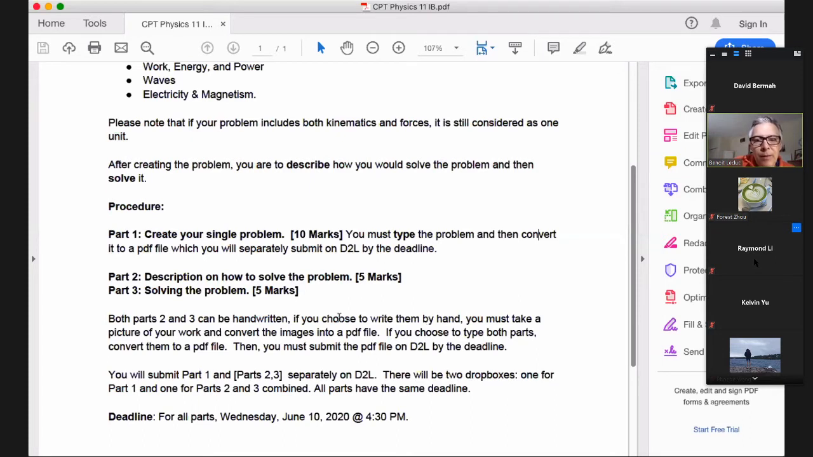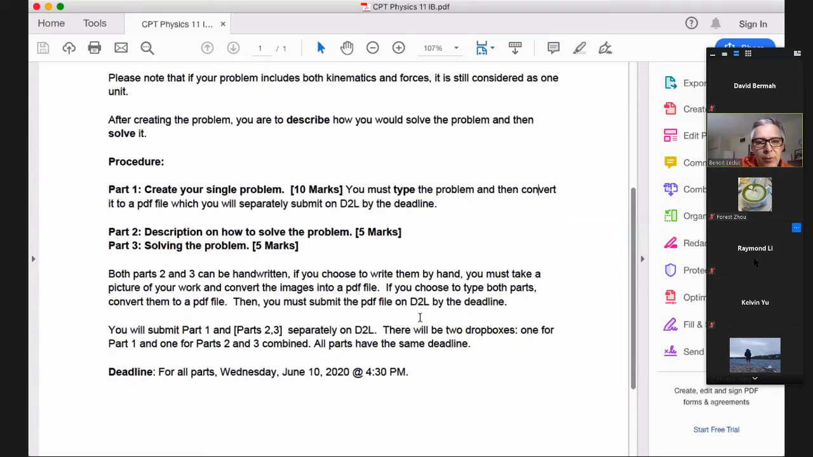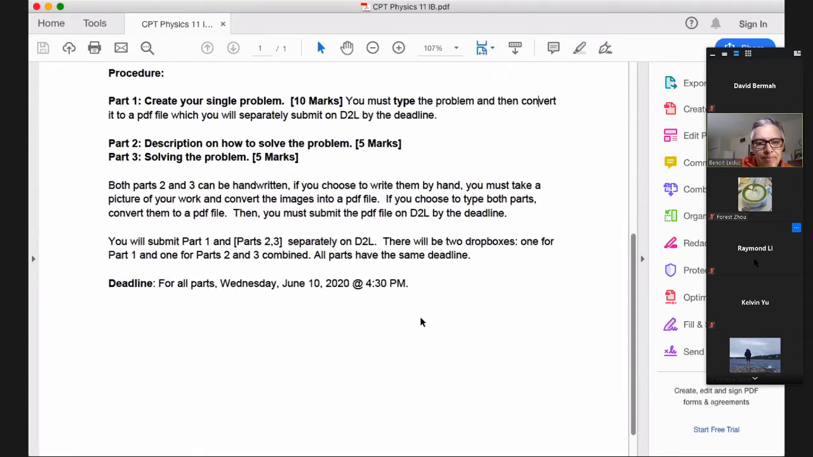If you write them by hand, you must take a picture of your work and convert this into a PDF file. If you choose to type both parts, convert them to a PDF file as well. Then you submit parts 2 and 3 on D2L by the deadline. You will submit part 1, your single problem, separately from parts 2 and 3. All right, there'll be 2 Dropboxes. It'll be on the same day though.